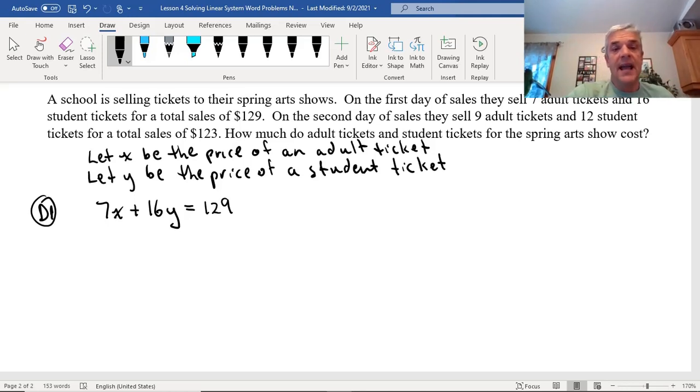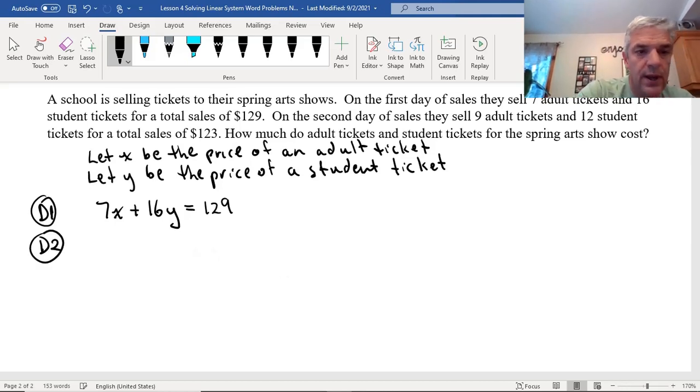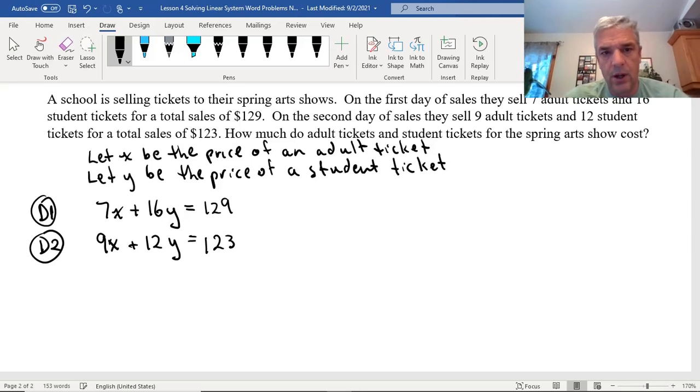Now, the next day, day 2, I'm going to label this equation D2, would be 9 adult tickets, 9X, plus how many student tickets sold? 12. 12Y, and that equals a total value of $123. Is that right? 9 adult, 12 student, yep, $123.